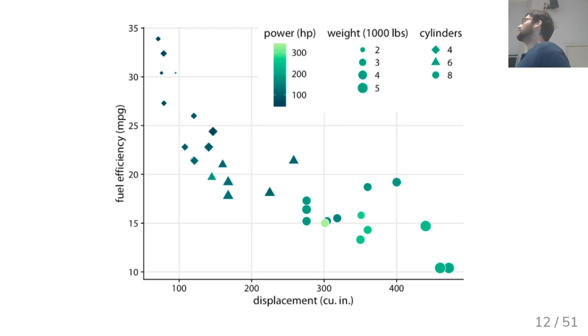But I think it's nice to see which of these channels do I want to use and which axis do I map to which channel. So in this graph, I could probably equally use the displacement as the color and the power as the x-axis. That would get a completely different chart. And so it's important to think about what are the things that you really want to visualize and which mapping to the different aspects of the chart brings that out best.